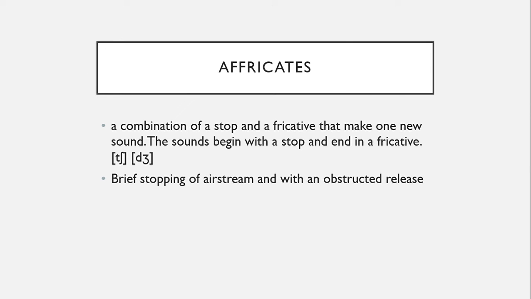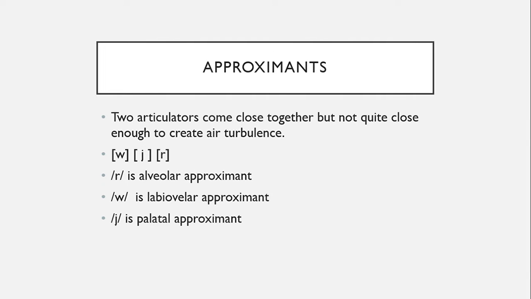Next is affricates. An affricate is basically a combination of stop and fricative. The air stops for a while, and there is a sort of obstruction in release. So the sound begins with a stop and ends in a fricative. For example, ch and j. There is a brief stopping of air. When I say ch, the sound is produced with a slight stop, and you will experience friction while uttering the sound.